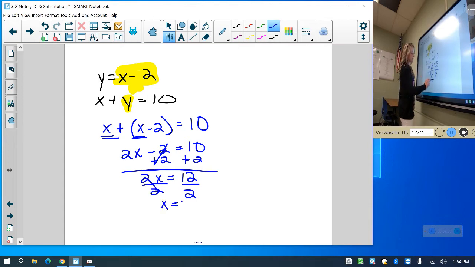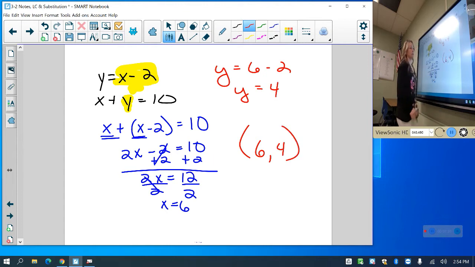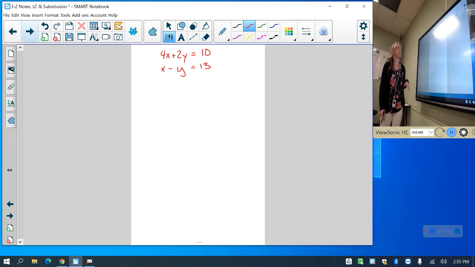X equals 6. Since x equals 6, I'm going to go ahead and plug it here. Y equals 6 minus 2, so y equals 4. So 6, 4 is my point of intersection. And that was probably quicker by just solving that one equation than it was to even plug it in on Desmos. Let's do one more example.